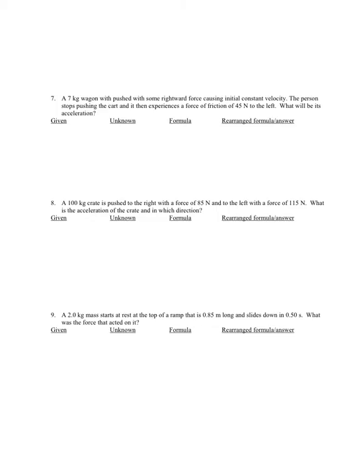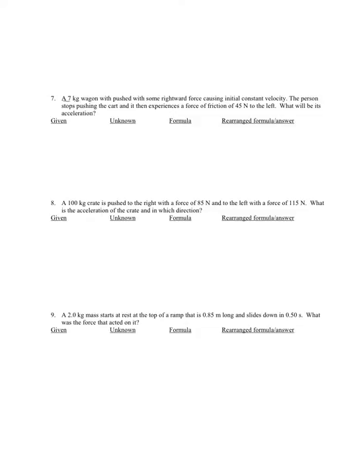All right, we're back. And now we're going to solve question number 7. It says that a 7-kilogram wagon was pushed with some rightward force, causing an initial constant velocity. The person stops pushing the cart, and then it experiences a force of friction of 45 newtons to the left. What will be its acceleration? There's a lot going on in this question, but first we're going to annotate the question and break it down, and then we should be able to answer it.